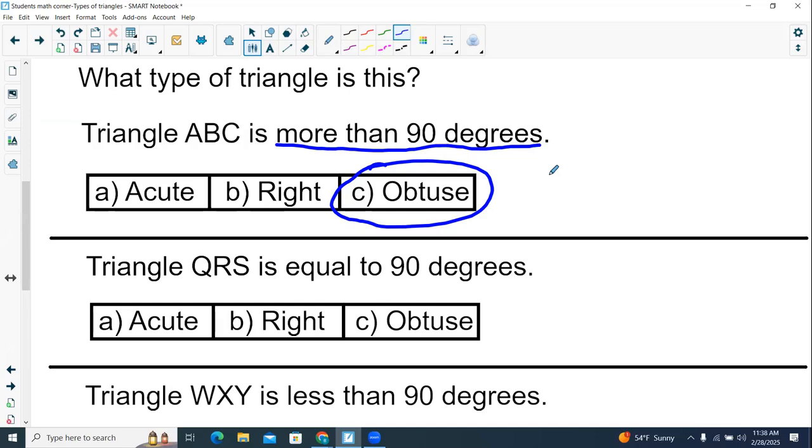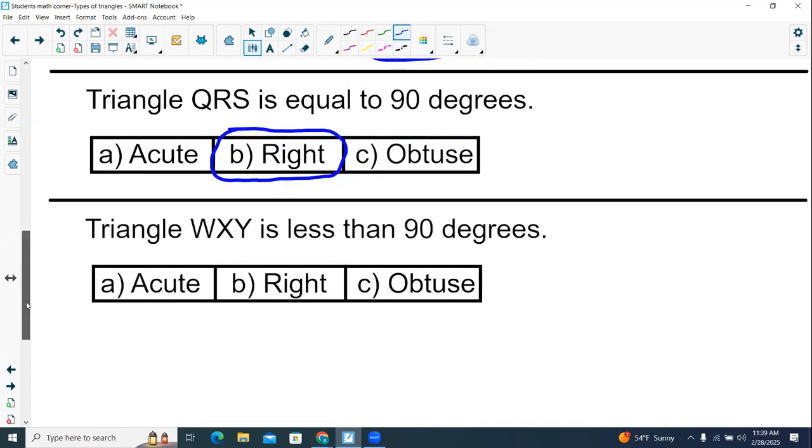What about the next one? Triangle QRS is equal to 90 degrees. If you said that's a right triangle, you are correct because right triangles have an angle that is 90 degrees. And then here's our last one. Triangle WXY is less than 90 degrees. If you said acute, you are correct because acute triangles have three angles that are less than 90 degrees.